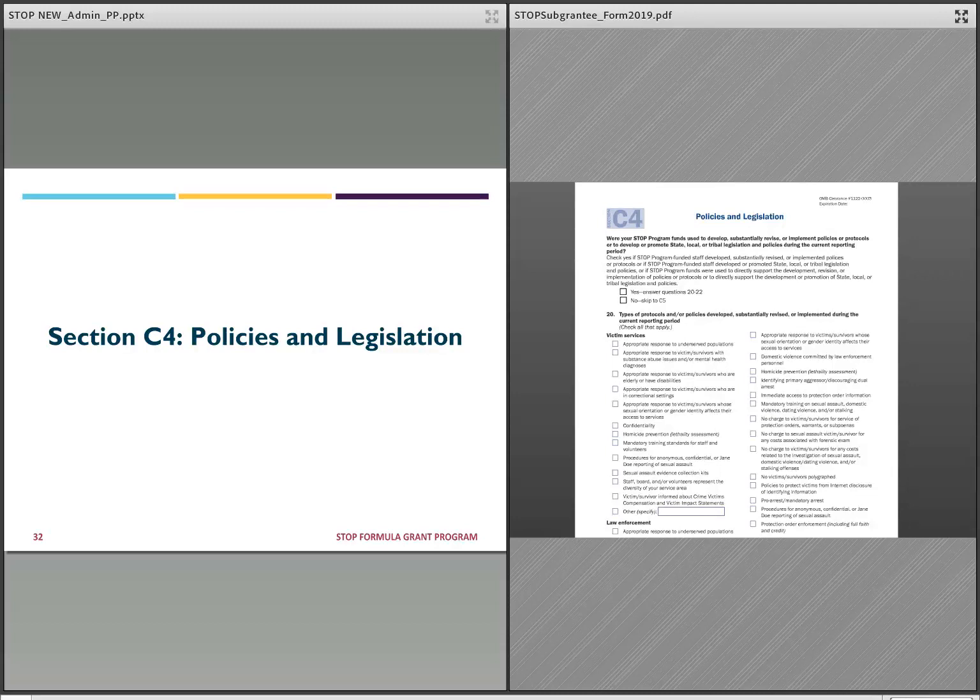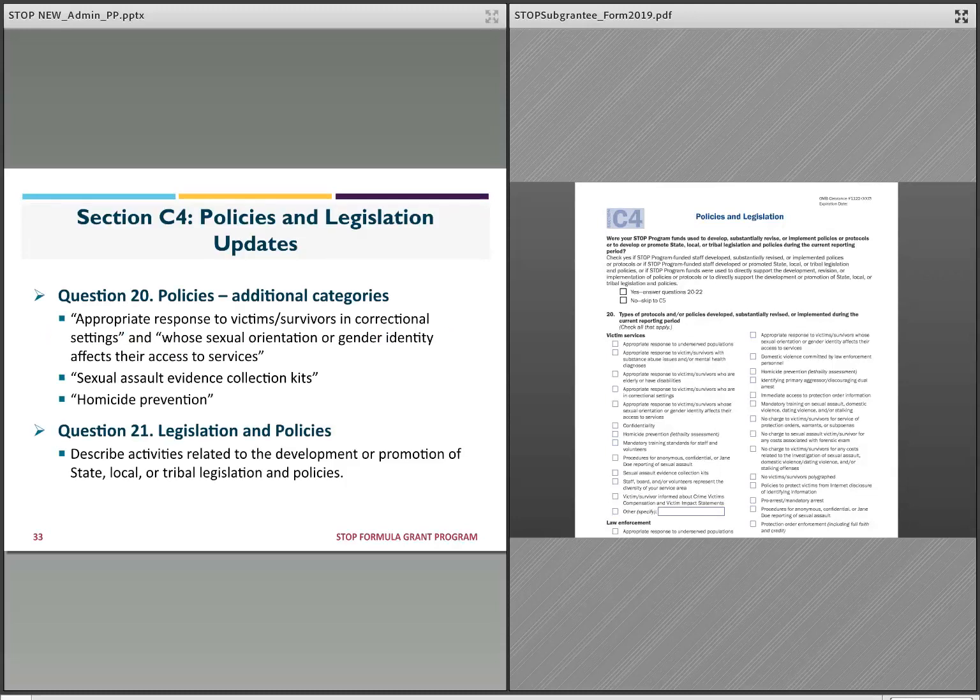In Section C4, Policies and Legislation, subgrantees should fill out this section if STOP program funds were used to develop, substantially revise, or implement policies or protocols, or to develop or promote state, local, or tribal legislation and policies during the current reporting period. Everything in this section are checkboxes, and subgrantees should check all that apply to grant-funded activities.